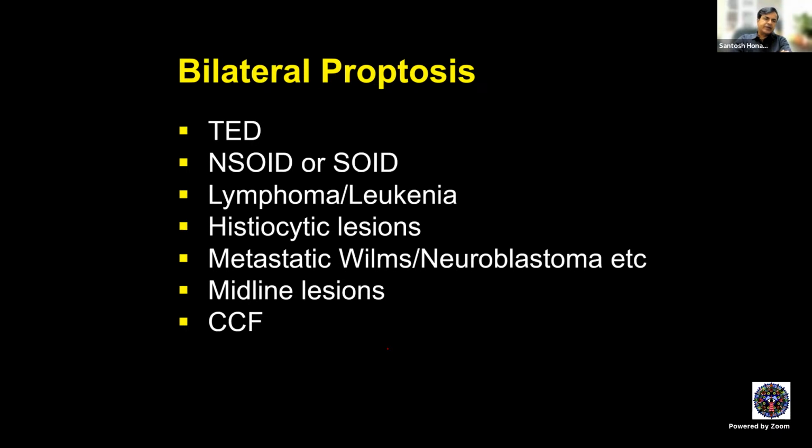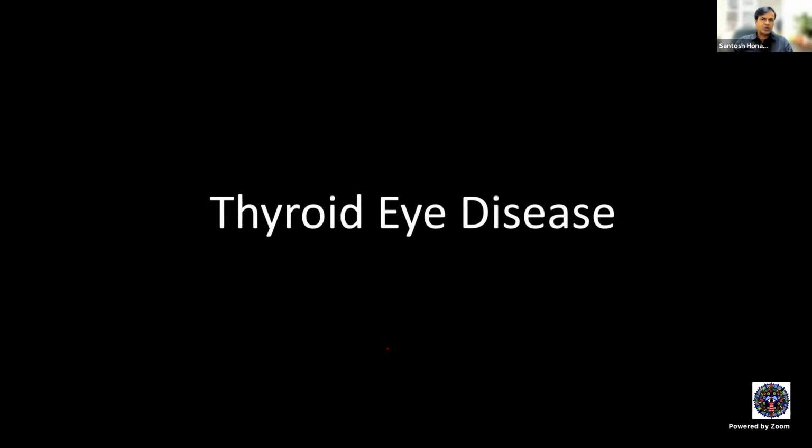Any inflammatory infiltrative lesions such as lymphoma or leukemia can also be bilateral. Lacrimal gland lymphoma typically tends to be bilateral, although it may be asymmetric. Leukemia is bilateral. Histiocytic lesions are bilateral. Metastatic Wilms and neuroblastoma are bilateral. Midline lesions can cause bilateral proptosis, and CCF is also bilateral.